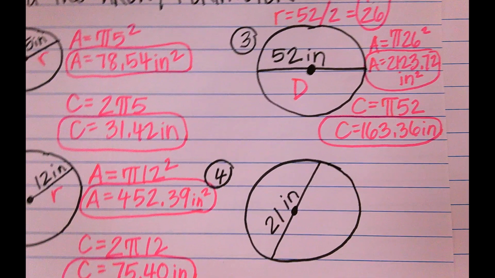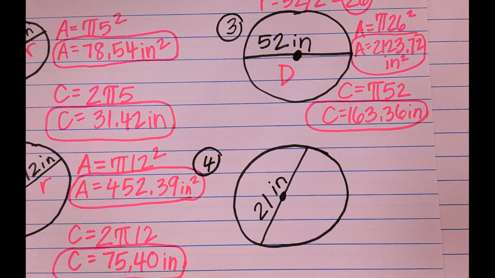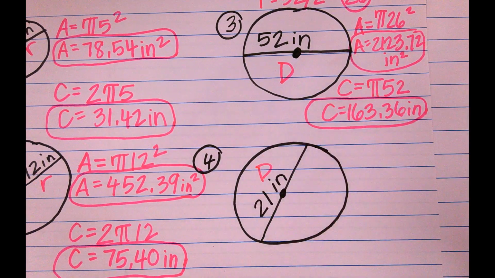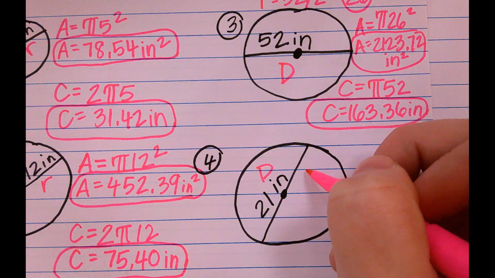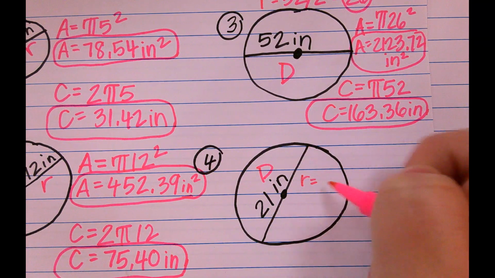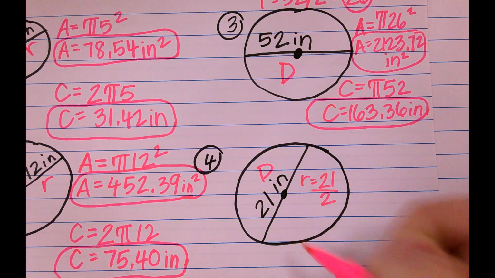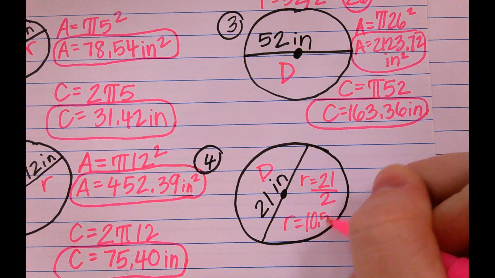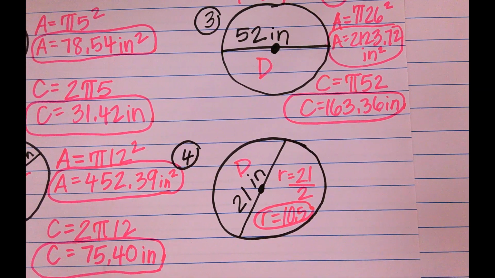Okay, and last but not least, for number 4, do I have a diameter or a radius? Diameter. Same thing we did last time. What do I need to find first? The radius. And how do I do that? You take 21 divided by 2. Divide my diameter by 2. So 21 divided by 2 gives us 10.5. Now I have a radius of 10.5.